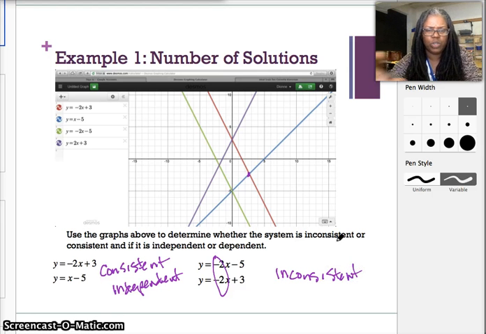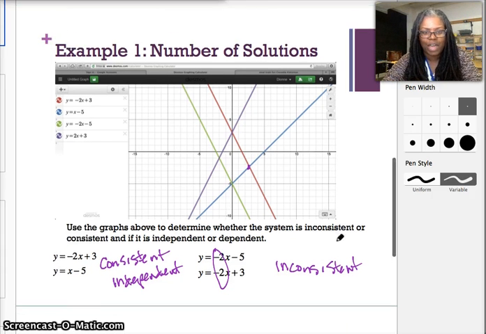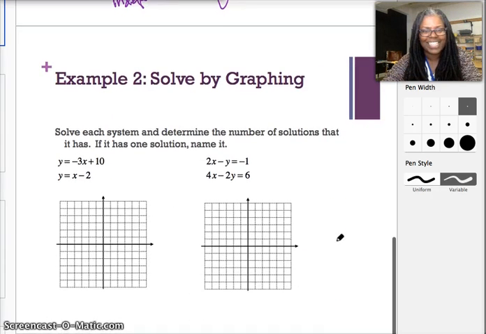You'll probably see one of these on your test where it's already graphed for you, so make sure and keep a keen eye in terms of differentiating which equation refers to which line. We'll try to color code it for you. Let's look at this next one.